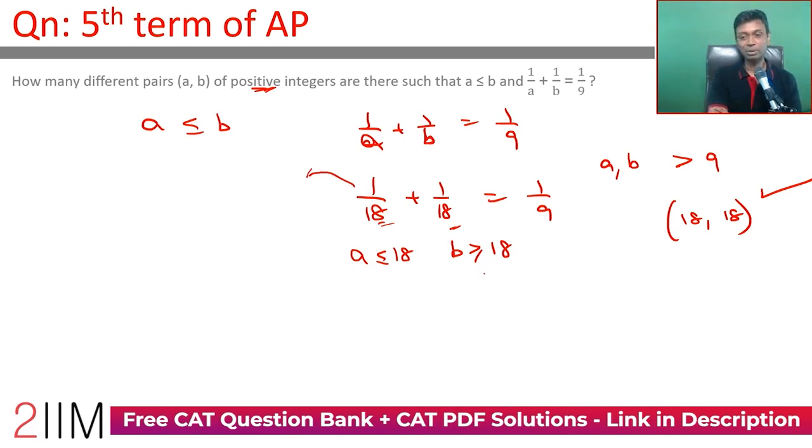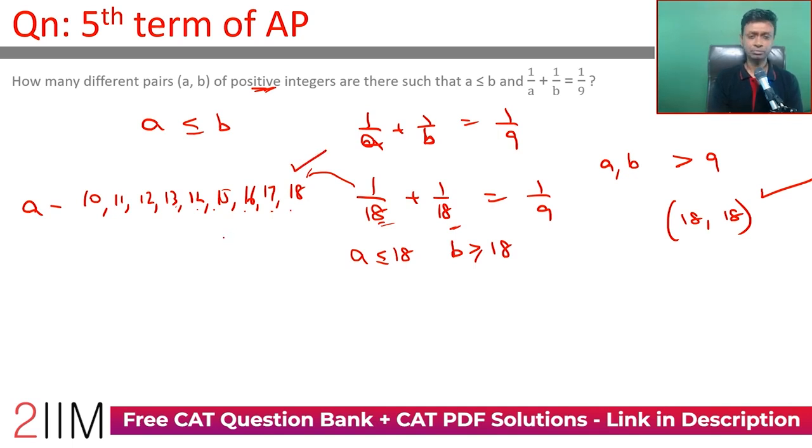We know a and b are both greater than 9. That much we know. So a should be less than or equal to 18. a should be greater than 9, so a can take values 10, 11, 12, 13, 14, 15, 16, 17, 18. That's 9 possibilities. Of this, 18 works. Now we can think of 1 by b as 1 by 9 minus 1 by a. So 1 by 9 minus 1 by any of these, wherever it becomes a nice 1 by b, where b is an integer, we are through.